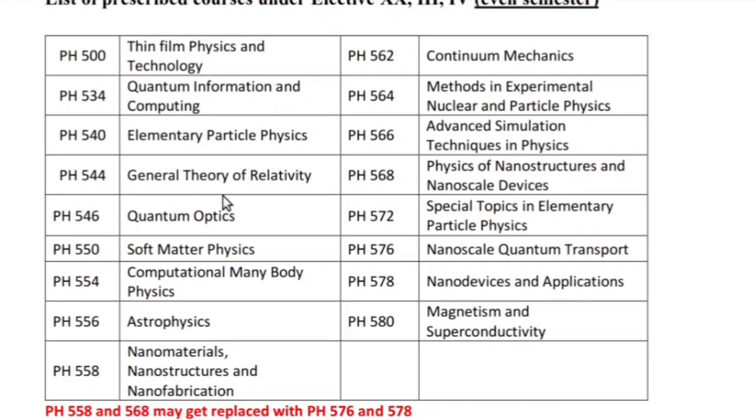We have got many more electives in this semester and a lot of variety. As you can see, there are many courses in nanomaterials and condensed matter, like thin film, soft matter physics, nanomaterials, nanostructures, physics of nanostructures and nanoscale devices. Then you have nanoscale quantum transport, nano devices, magnetism and superconductivity. So if anyone is interested in condensed matter, you have a lot of options here. This is again a good option, quantum information computing, which is an upcoming field and could really scale up in the coming years.